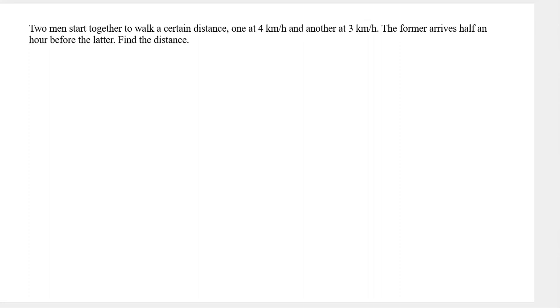Two men start together to walk a certain distance. Now, a certain distance is a fixed distance. Suppose one man is walking from place A to place B. The other man is also walking from place A to place B. But one is walking at 4 kilometers per hour and the other is walking at 3 kilometers per hour. And it is said the former, meaning the first man, the one who is walking at 4 kilometers per hour, arrives half an hour before the latter, that means the one who is walking at 3 kilometers.